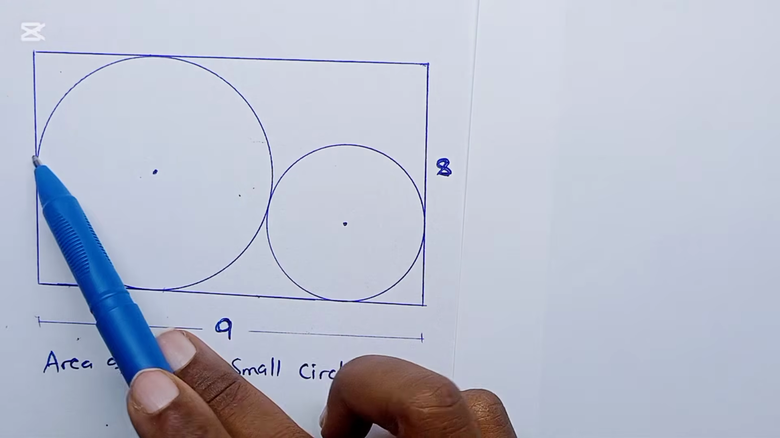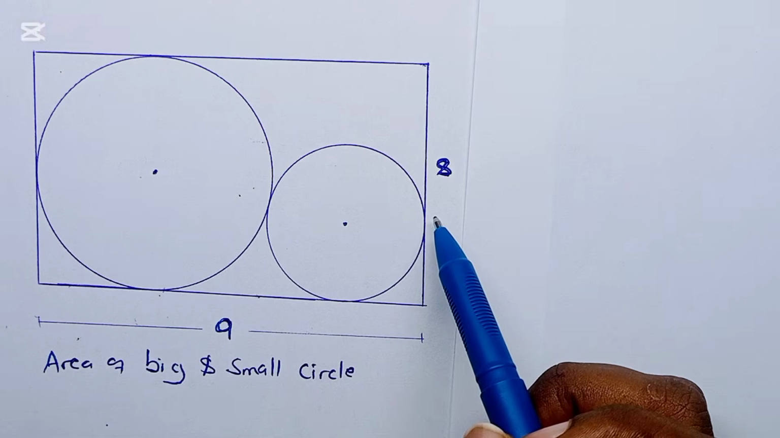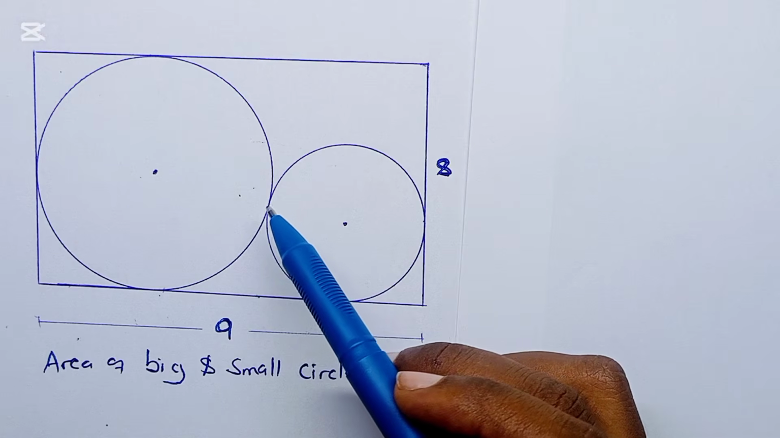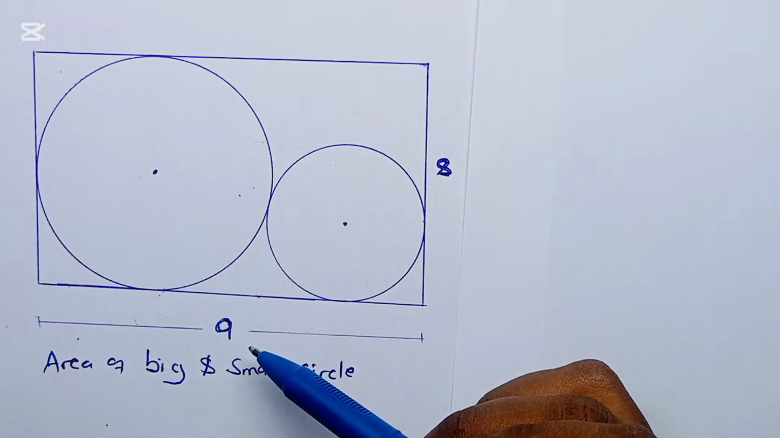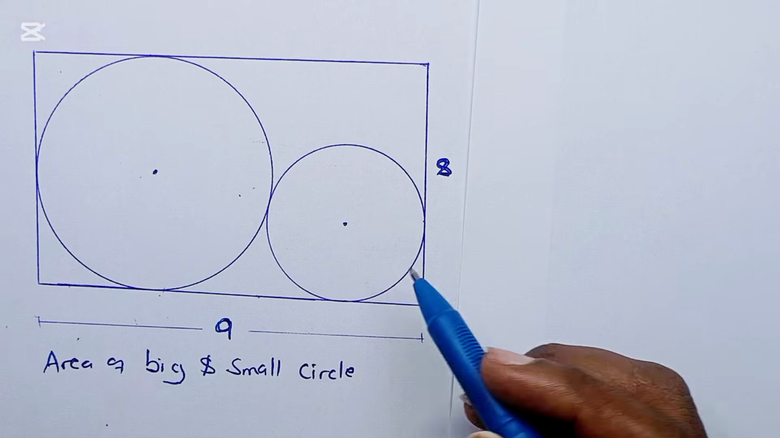This one is tangent at this point, and this point. And this one is tangent at this point and at this point. And the two circles are also tangent to each other at this point. So with that information, what is the area of this circle and the area of this circle as well?